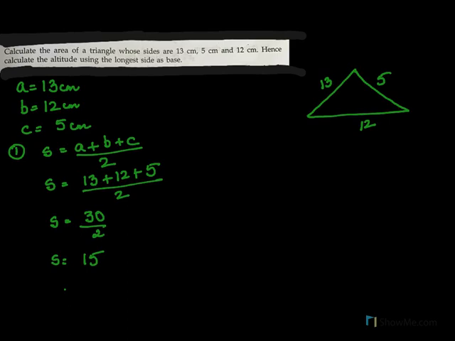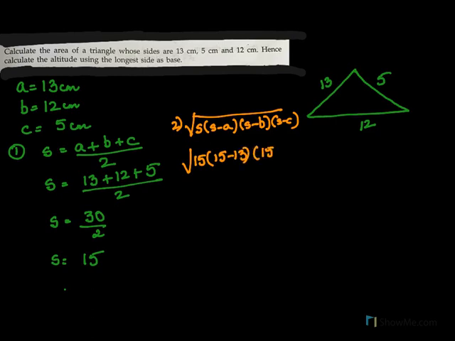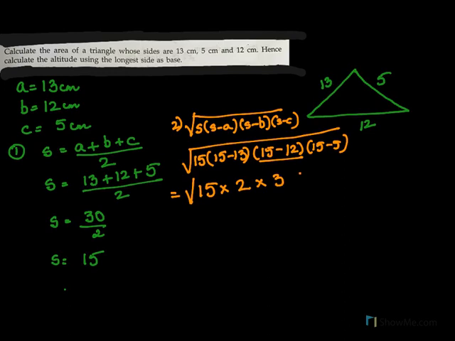Then my second step. In the second step, I use the Heron formula, that is the square root of S times (S minus A) times (S minus B) times (S minus C). And you know your S is 15. So we count 15 minus 13, 15 minus 12, and 15 minus 5. So I have 15 minus 13 is 2, 15 minus 12 is 3, and 15 minus 5 is 10.